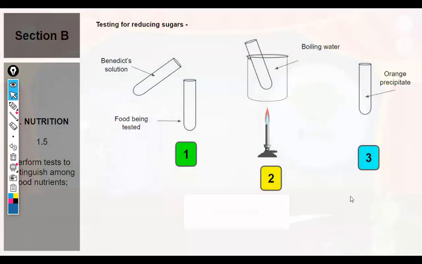All right. So this one here is how to test for one of the reducing sugars. Reducing sugars. Anybody want to quickly give me an example of a name of a reducing sugar, without looking back? I know I did it a couple slides ago. You had three to choose from, right? Maltose, lactose. No, sucrose is not a reducing sugar. Sucrose is a non-reducing sugar. Glucose is a reducing sugar.